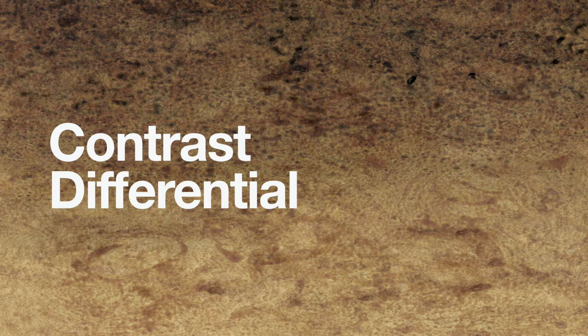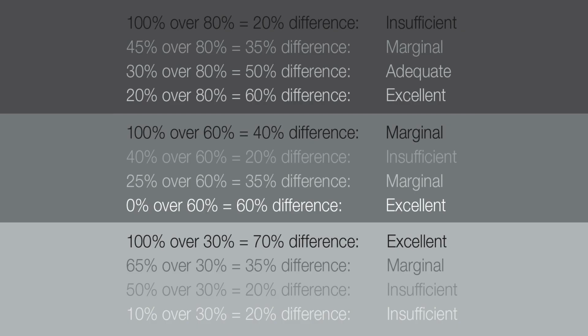Contrast differential. The amount of contrast between any type and its background can be calculated by subtracting the lesser value percentage from the greater. This is the contrast differential. A good rule of thumb for excellent contrast is 60% difference or more. Black type on white paper is 100% difference, the greatest contrast possible, whereas 35% contrast differential is minimal.